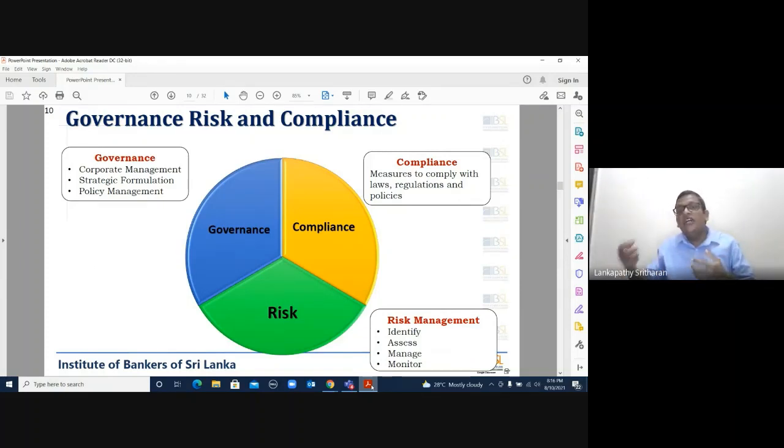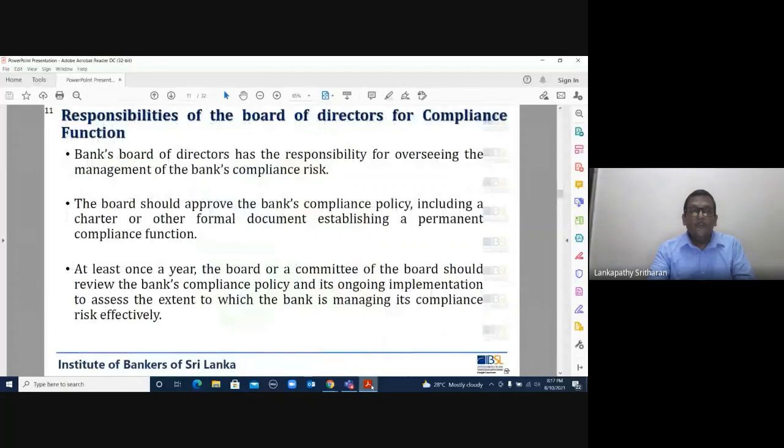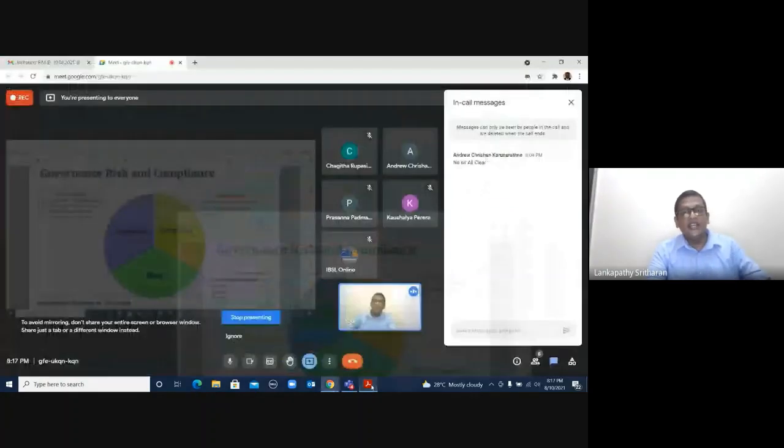The other way around, compliance is the measures to comply with laws, regulations, and policies. If they comply with that, that may encourage governance. And risk management, of course, I need not emphasize too much to you all, is identifying, assessing, managing, and monitoring. By doing this, it adds value to governance as well as compliance. So these three concepts are interrelated and important. Before going to the responsibilities of the board of directors for the compliance function, if you have any question, you can ask.